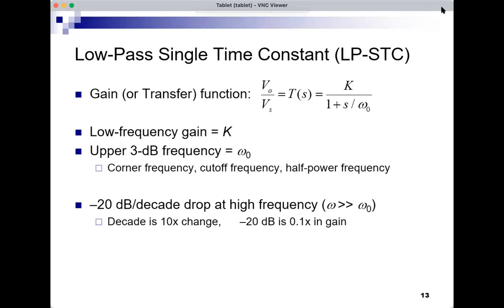-20 dB, we know the dB. What is a decade? A decade is a 10 times change or a 10 times increase in frequency. So if the frequency increases 10 times and the frequency is larger or much larger than omega 0, the gain will drop 10 times. So a 10 times increase in frequency would correspond to a 10 times drop in gain.